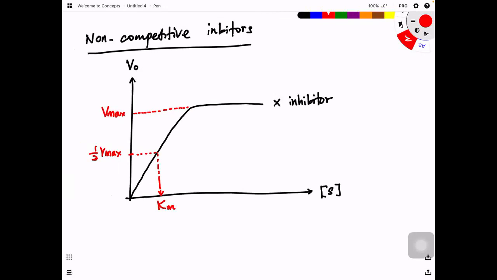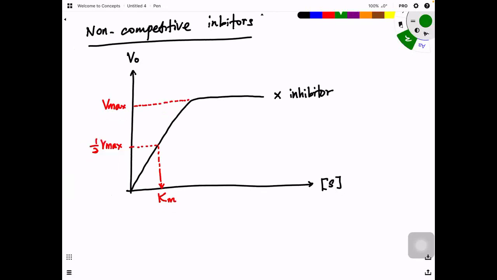Okay, so now next. Now what I'm going to do here is if I add a small amount or low concentration of the non-competitive inhibitor, what you're going to get here is a different graph now. Okay, so you can see that. Okay, make sure that I draw it correctly.